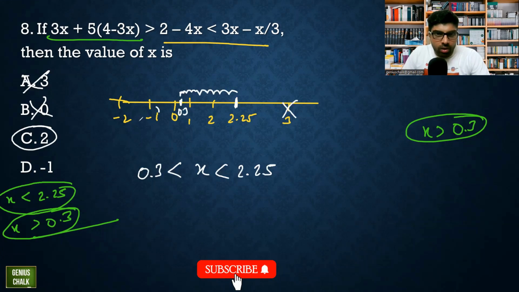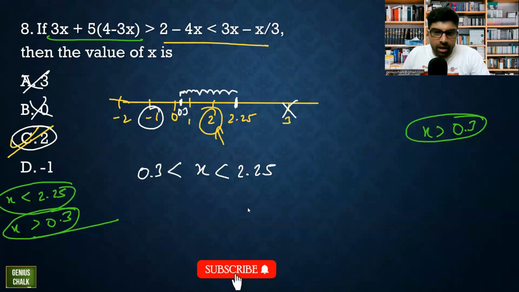Can x be -1? No. It is less than 0. So only one option is left, which could be my answer. That is option C, where x could be possibly 2. This is my answer. And if you are still not convinced, you can solve the first and third also. It will also give you the same value. You can try solving that.